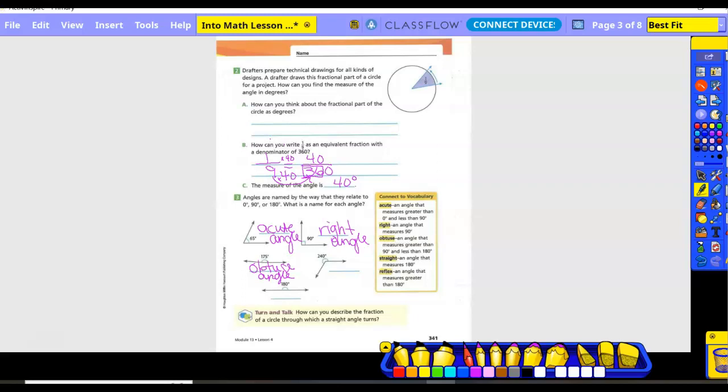Okay, 240. Is that more than 90 or less than 90? More than 90. Is it more than 180 or less than 180? More than 180. So it's a reflex angle. And then 180. Is that more or less than 90? More. Is it more or less than 180? It's exact or equal to, right? So what is that? Straight. It's a straight angle.